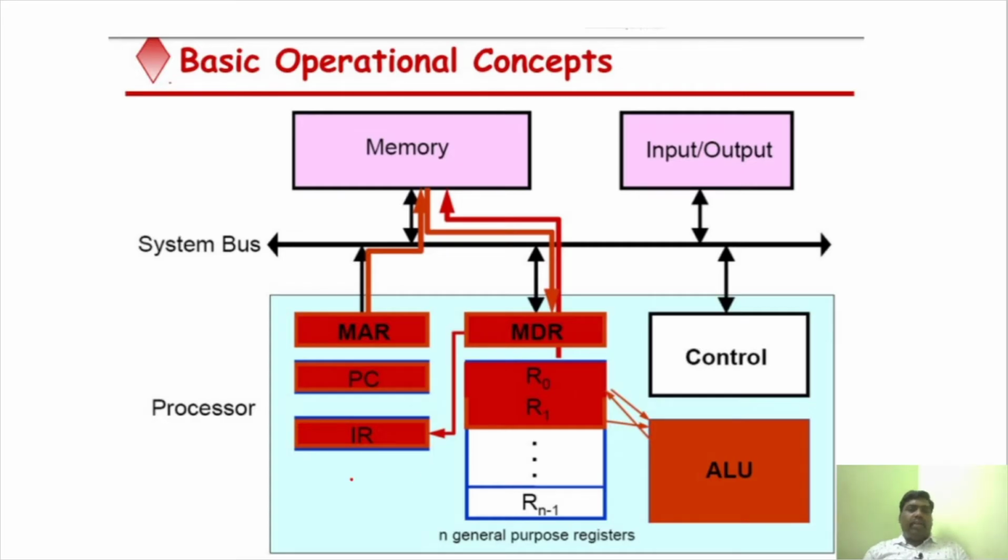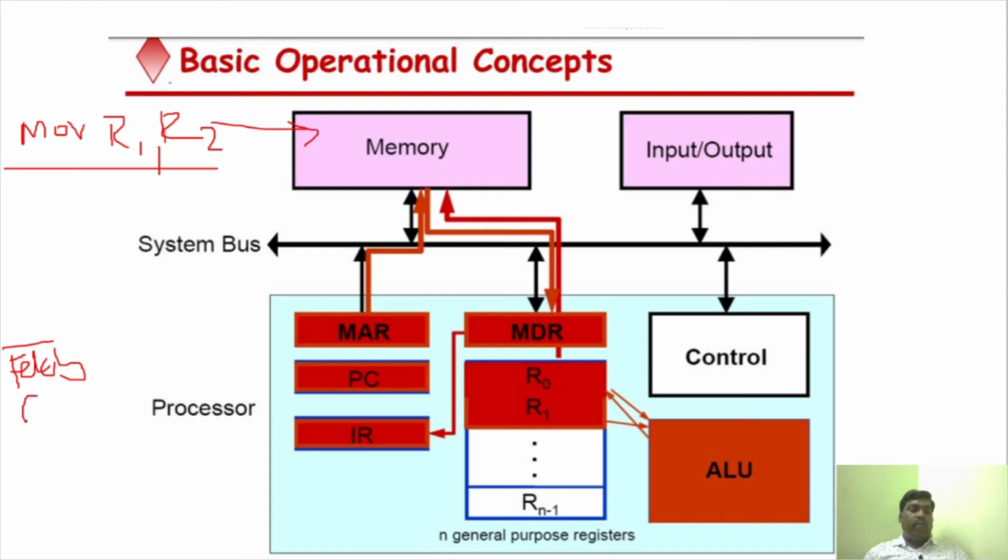Now, whenever you have a particular instruction, say for example, move R1 to R2, this will be saved in the memory. Whenever the processor needs to execute this instruction, it performs two phases: one is the fetch phase, another one is the execute phase.